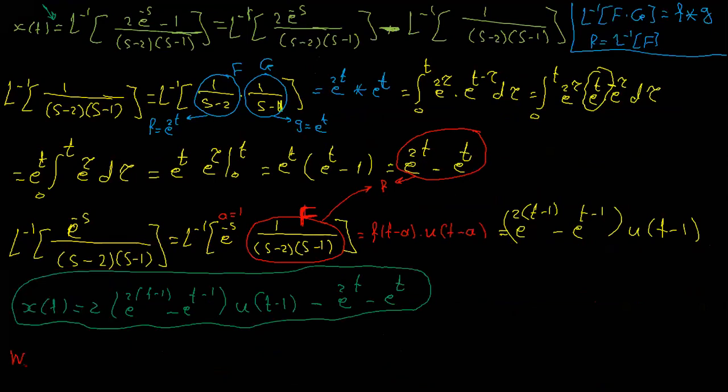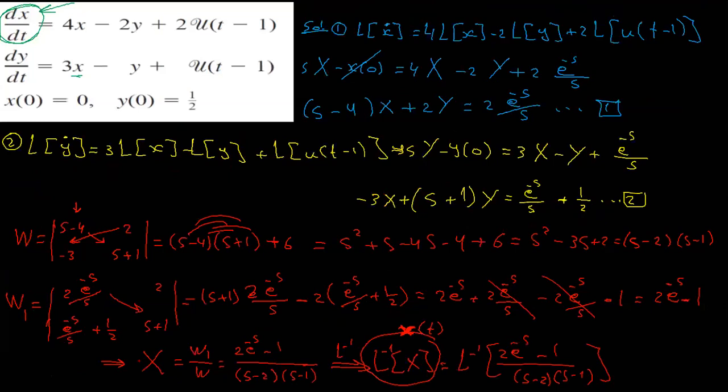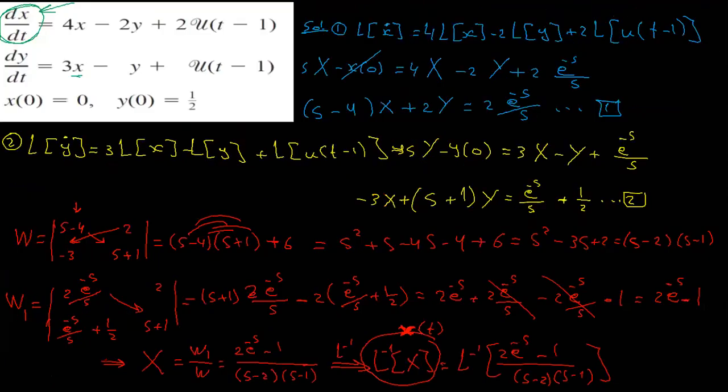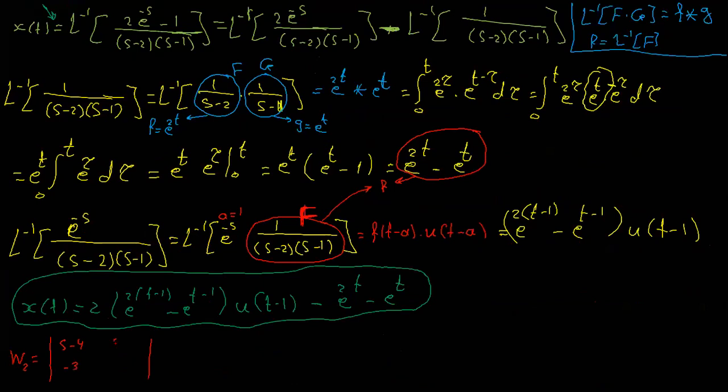Now I'm going to find W2. Don't forget the W2 is what I'm going to leave the first column. So it is s minus 4 and negative 3, s minus 4 and negative 3. And I'm going to replace it by the column of the right-hand side. So 2e to the negative s divided by s, and e to the negative s divided by s. You will find this number.